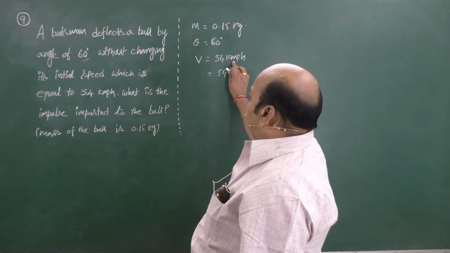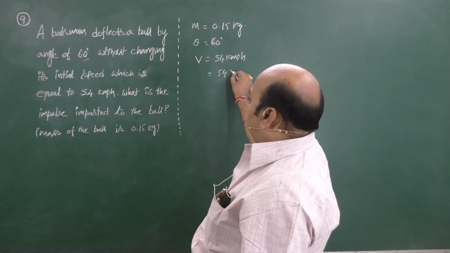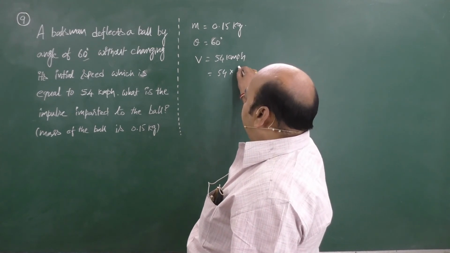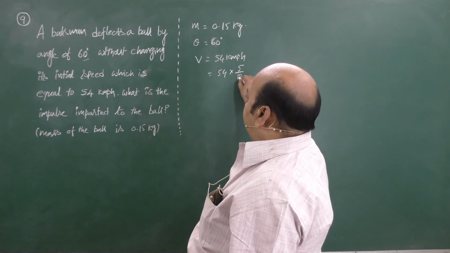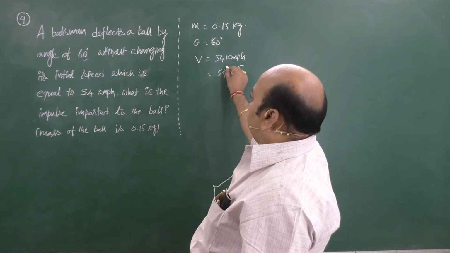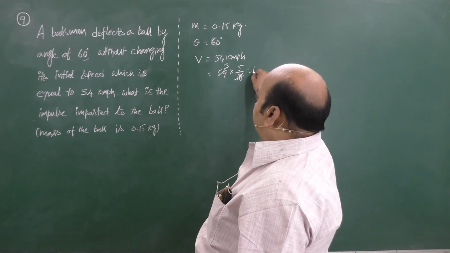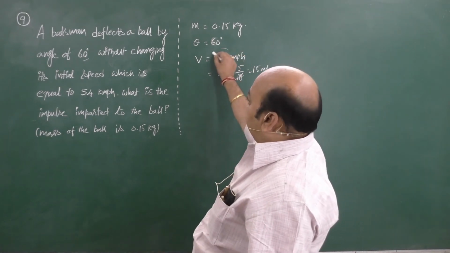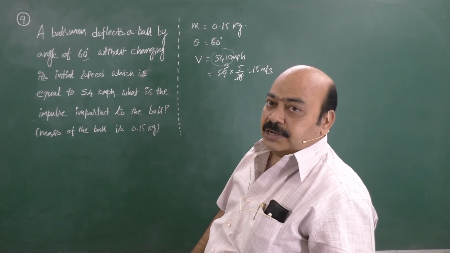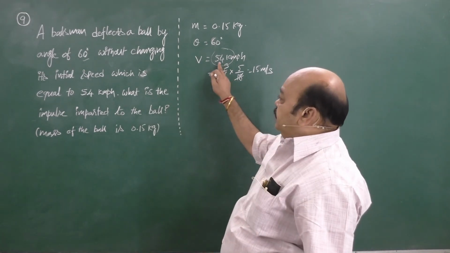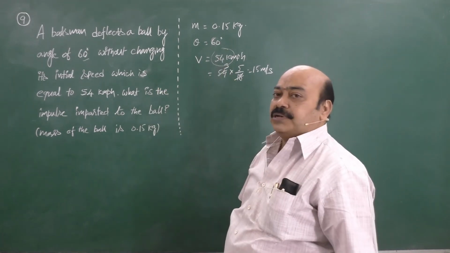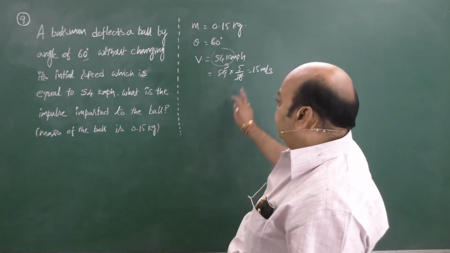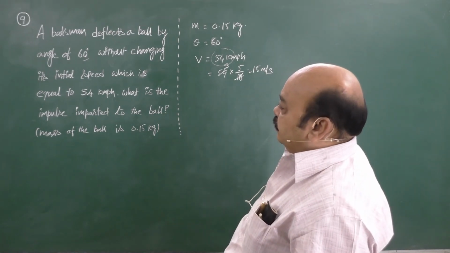To convert kilometer per hour to meter per second, the multiplying factor is 5 by 18. 54 into 5 by 18: 18 3s are 54, and 3 5s are 15. So it comes to 15 meter per second. It is an important conversion. Generally students commit the mistake of keeping this as it is. If you go for calculation, you get the wrong answer. Be careful.